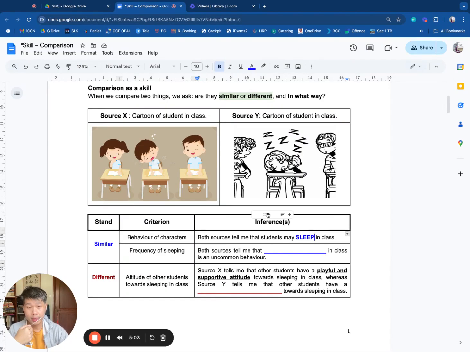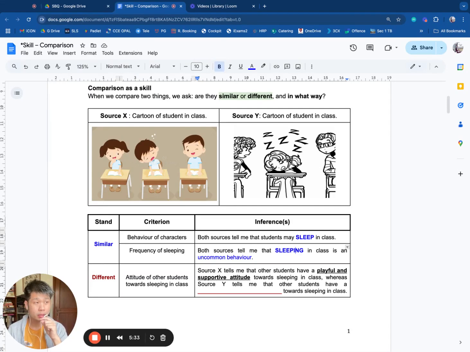I also noticed, and this is a bit of a deeper observation, that the frequency of sleeping in class is 1 out of 3 students. So sleeping in class is in fact an uncommon behavior. That's something else I noticed. And so this is a second combined inference with regards to the two cartoons. A second similarity. Something both cartoons have in common, something both cartoons tell you together.